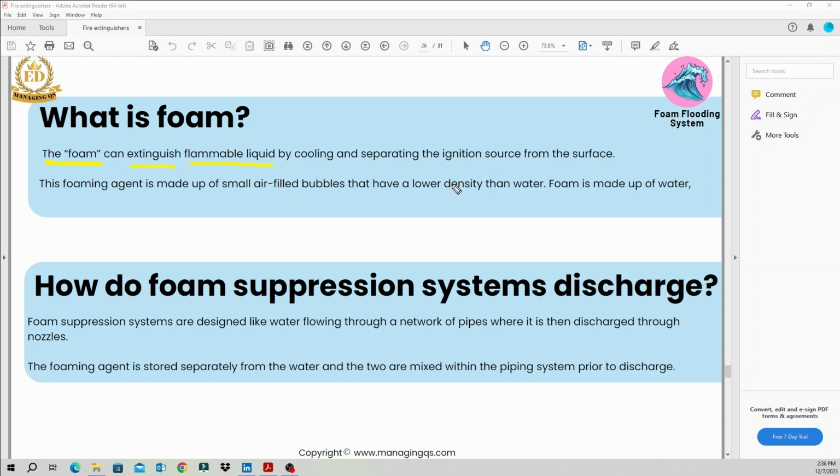The foam cools and separates the ignition source from the surface. When a fire occurs, the foam cools, meaning it removes the heat from the fire, so the fire is brought under control. The foaming agent is made up of small air-filled bubbles. The foam is made of water, that's the important point, and it also includes small air-filled bubbles. The foam is created by chemical solutions. So we understand something, right?